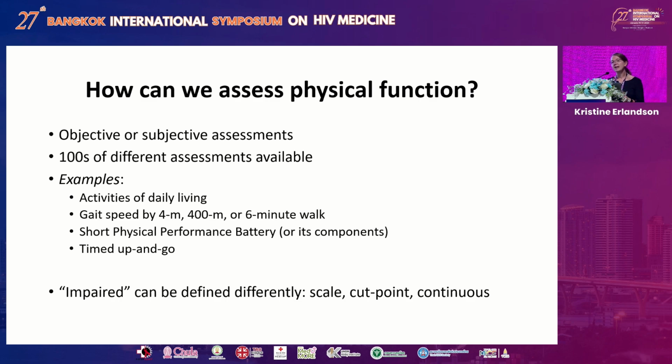And we can define impairment on all these different tests in different ways. Some of these are a scale going from 0 to 5 or 0 to 12, like the short physical performance battery. Some have specific cut points, like on gait speed, where we might use a gait speed cut point of 1 meter per second. Slower than that might be considered slow or impaired. Or some might have a continuous measure where we look at the time to complete 400 meters that could range anywhere from 2 minutes to 20 minutes.